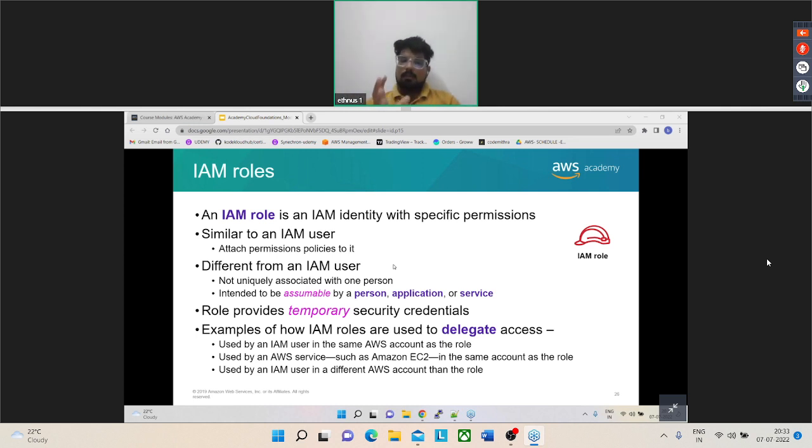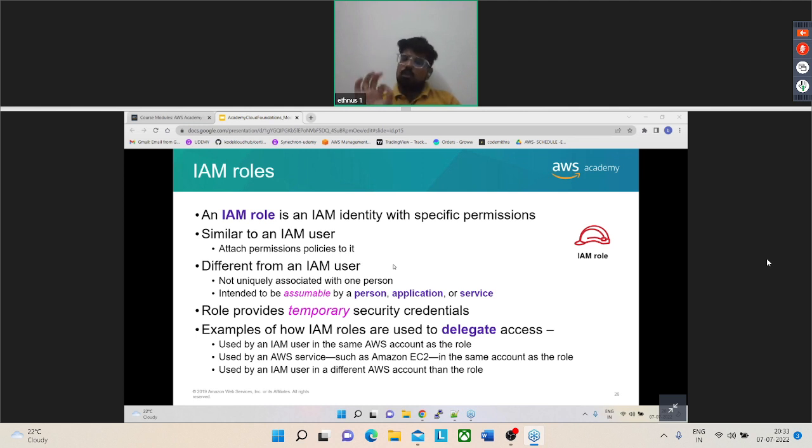What are roles? Now, examples of how roles are used to delegate access. First, used by an IAM user in the same account as the role. So it can be used inside the same account. Suppose you all are working in the same account, so I can attach a role to Sonia also. So it works under the same account.